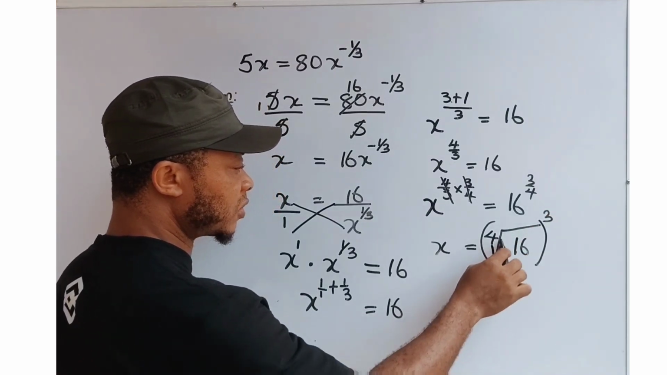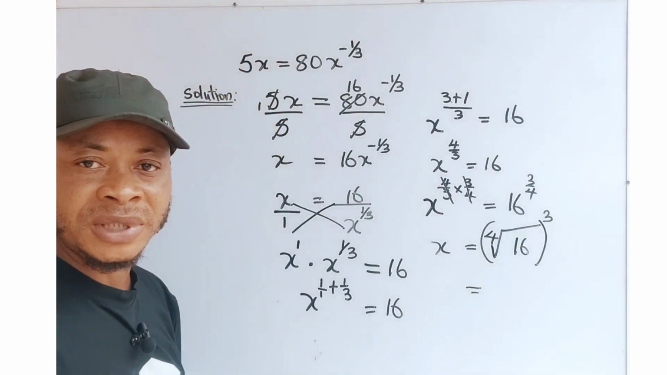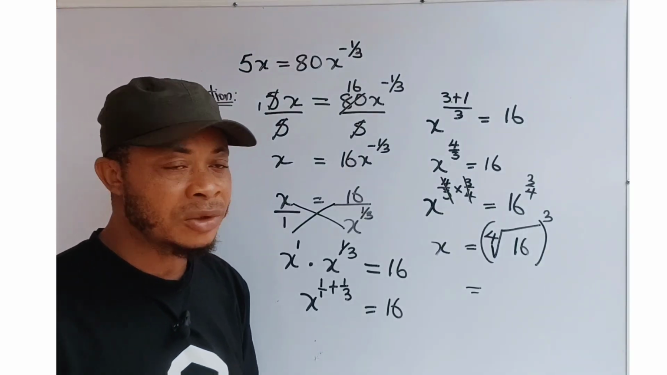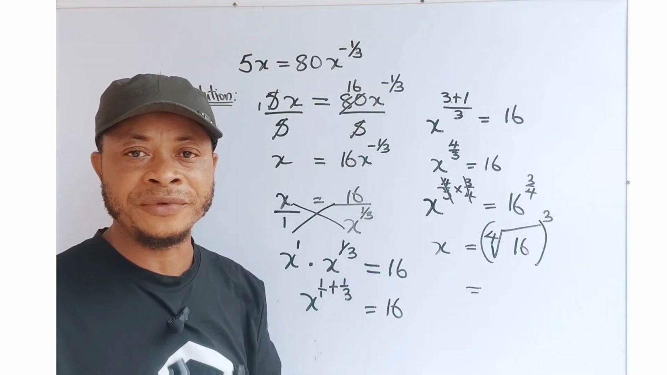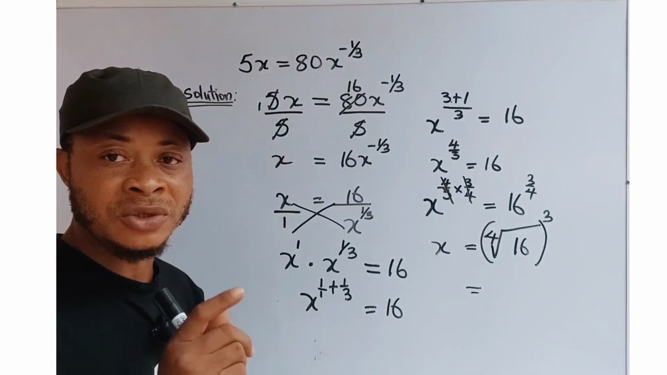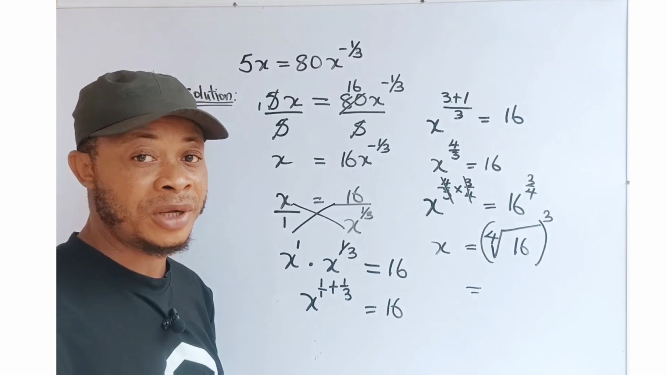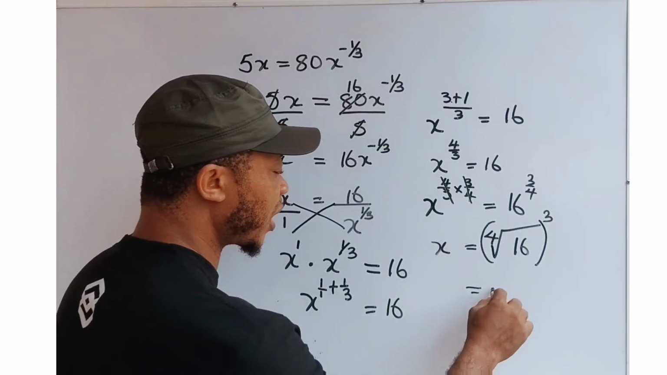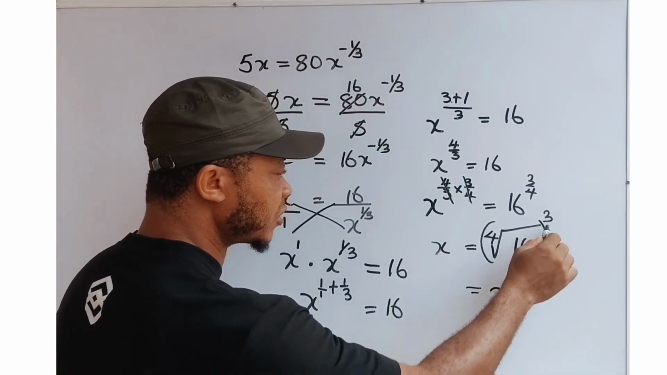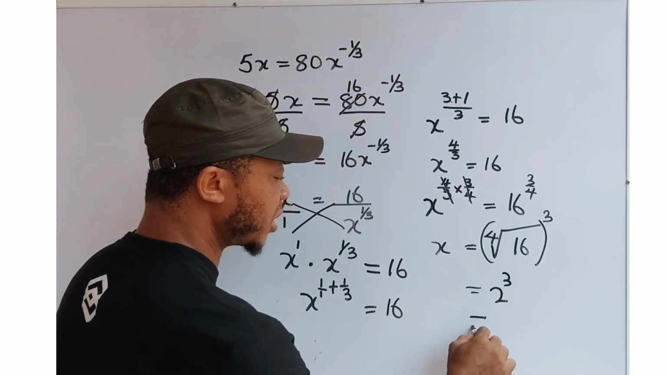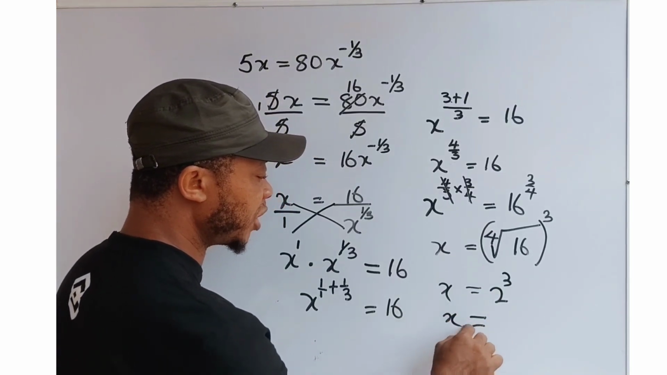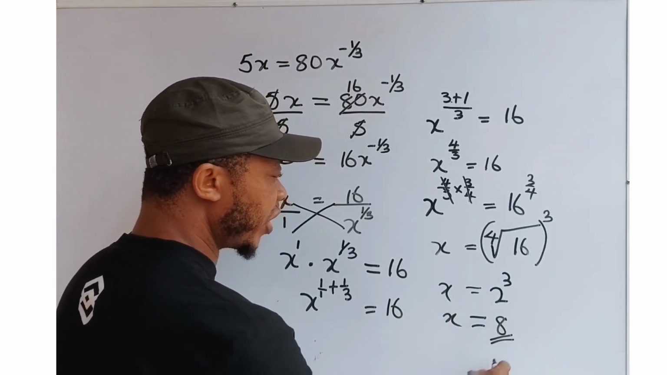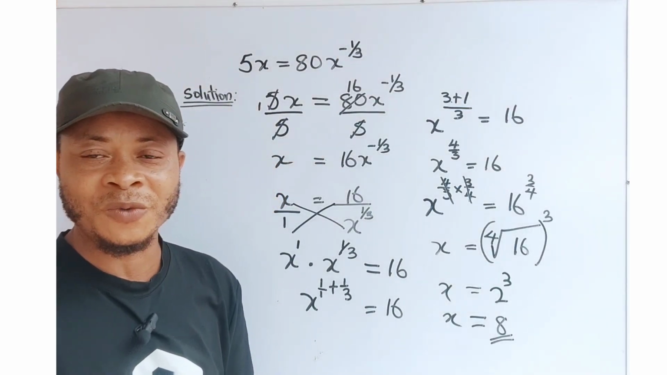And what is the fourth root of 16? The fourth root of 16 means the number you are going to raise to power 4 to give you 16. That number is 2, because 2 raised to power 4 will give us 16. So we now have 2 raised to power 3. And 2 raised to power 3 will simply give you 8. So 8 is the answer to the question.